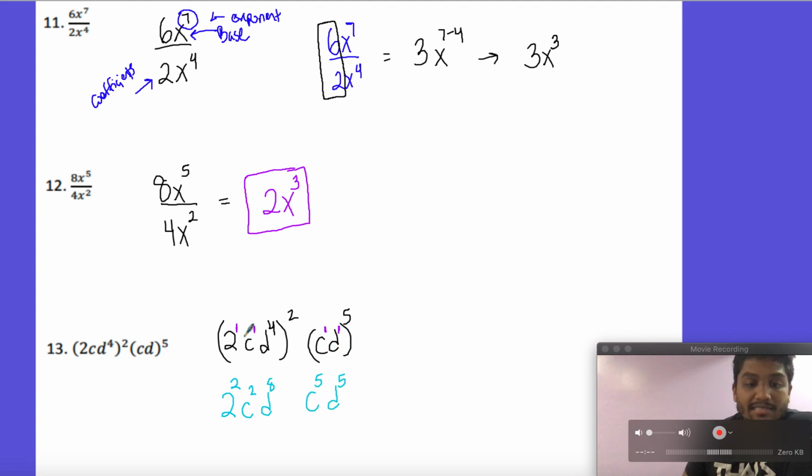Now, is it a necessity to put the ones? Absolutely not. If you can look at it and know that each number and letter is being raised to the power on the outside, then there's no need to put the ones.